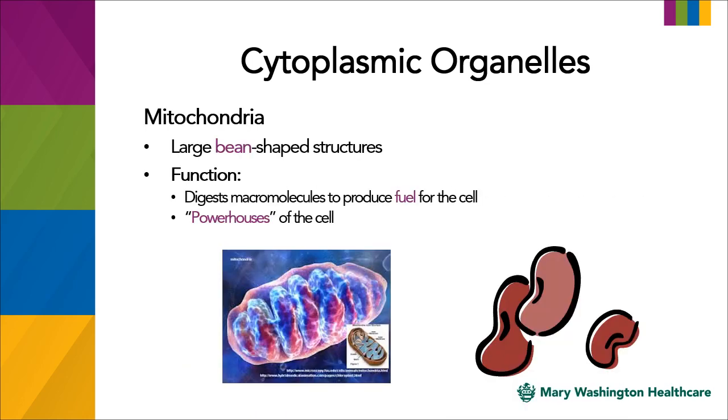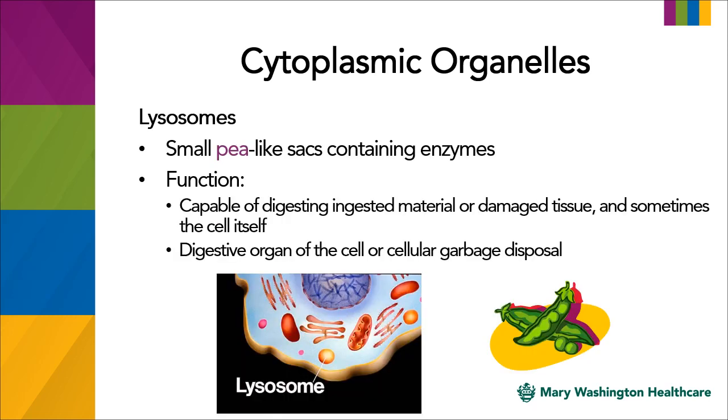Mitochondria are large bean-shaped structures. Their function is that they digest macromolecules to produce fuel for the cell, and they're considered powerhouses of the cell. Lysosomes are small pea-shaped sacs containing enzymes, and they're capable of digesting ingested material or damaged tissue and sometimes the cell itself. This is a digestive organ of the cell or the cellular garbage disposal.